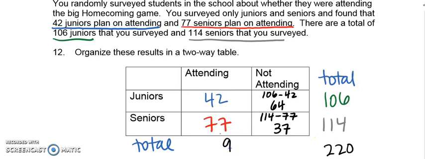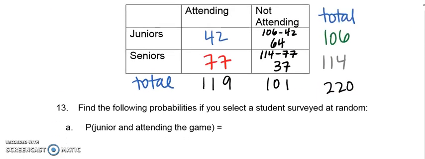When we add this here, this would be 119. And we add this here, 7, 8, 9, 10, 11, 101. And that's right, we get 220 in both of our total columns. So then we're going to use this to do the probabilities down here.